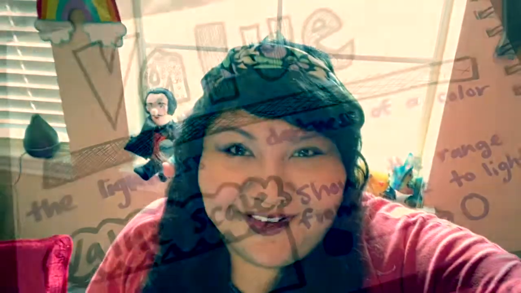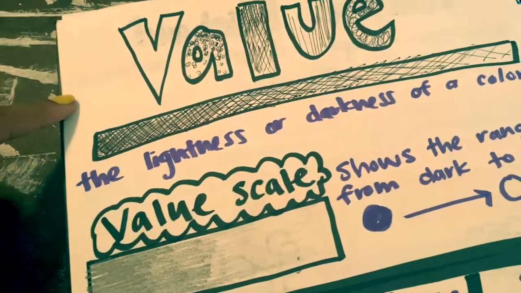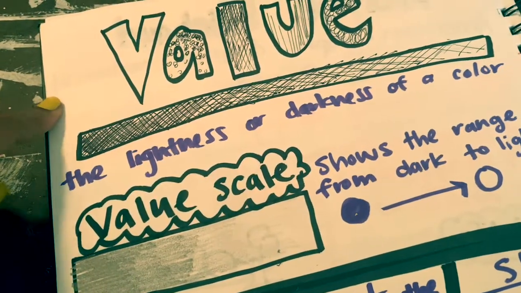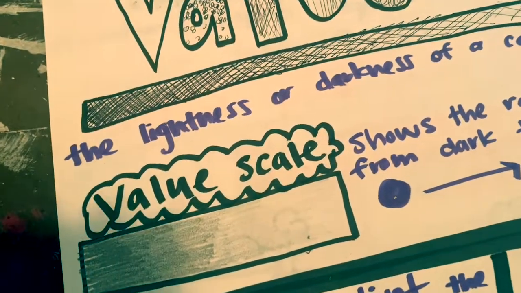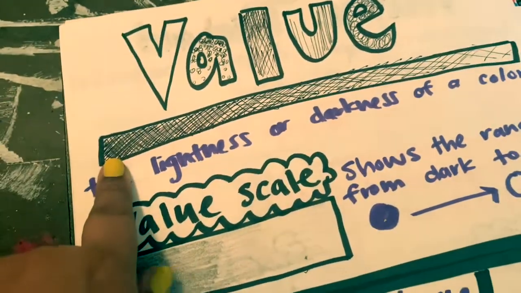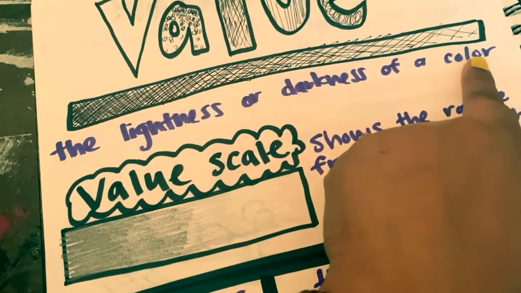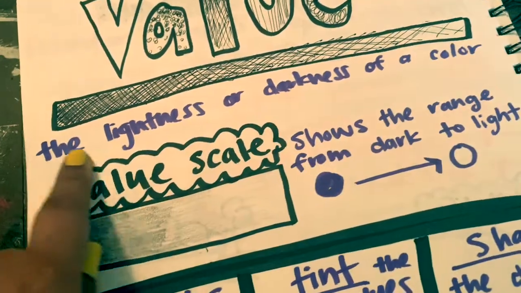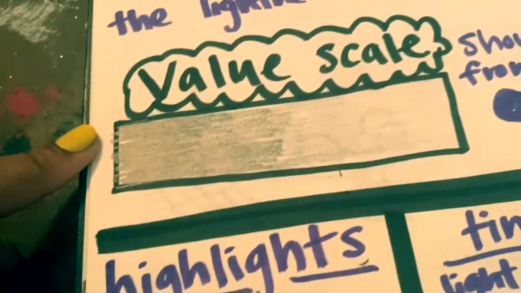But this week we are going to learn about value. What does value mean? I know those people that already know the answer, but let's go into it further. So we're going to talk about value, and that's the lightness or the darkness of a color, or what's the other word for color? Hue. So this one's going from dark to light, and if we go this way, it goes from light to dark. So this is a value scale.